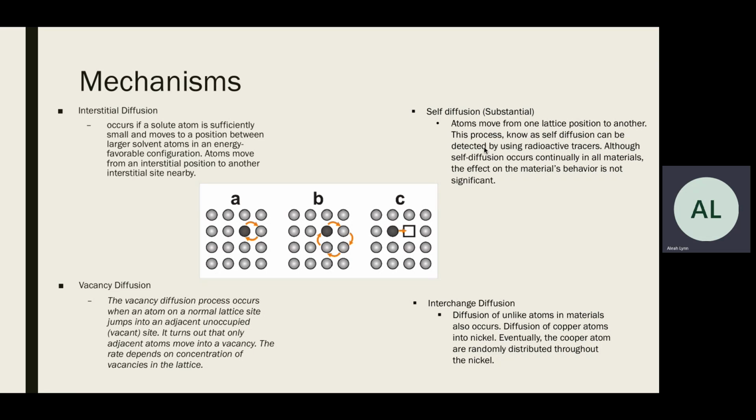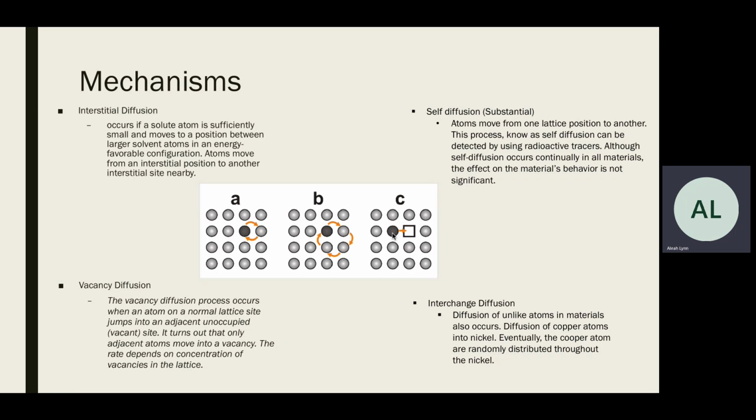The next mechanism I'll be discussing is vacancy diffusion. Vacancy diffusion occurs when an atom on a normal lattice site jumps into an adjacent unoccupied vacant site. It turns out that only adjacent atoms move into the vacancy. The rate depends on the concentration of vacancies in the lattice. So this would be example C. You would have an atom move into a hole in the compound, and then there will be a vacant spot in a different position.